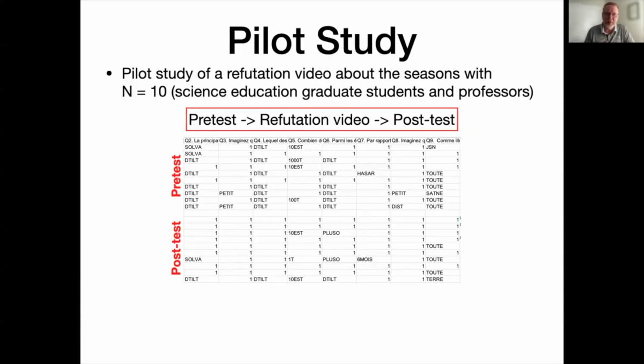But you can tell by comparing the top and the bottom tables that before seeing the refutation video, people had a lot of misconceptions, mostly the distance plus tilt misconception to explain seasons. And in the post-test, you see that this misconception has almost completely disappeared. And so there is clearly an effect of the refutation video on these people, at least. And so I think it's a good sign, and it convinces us to move forward.